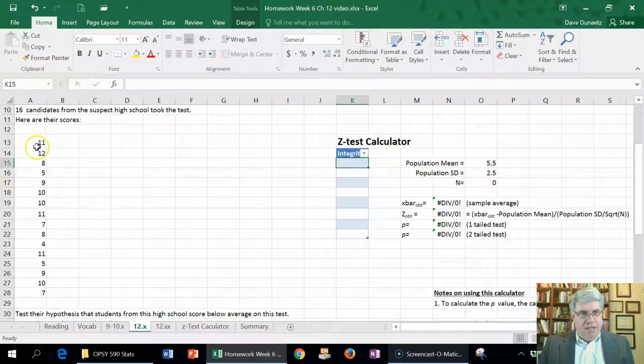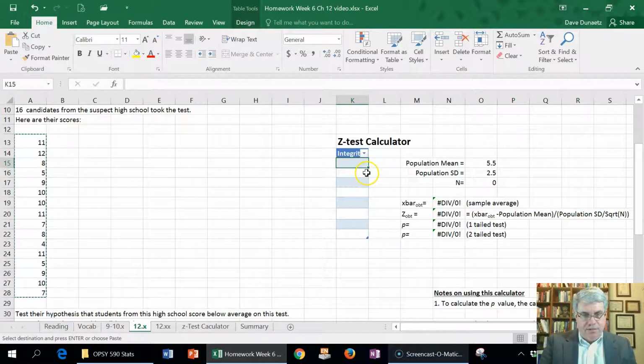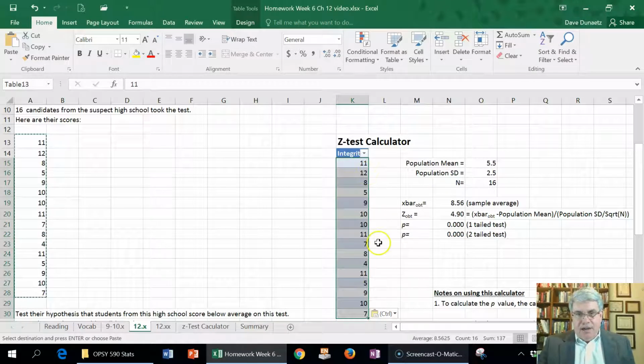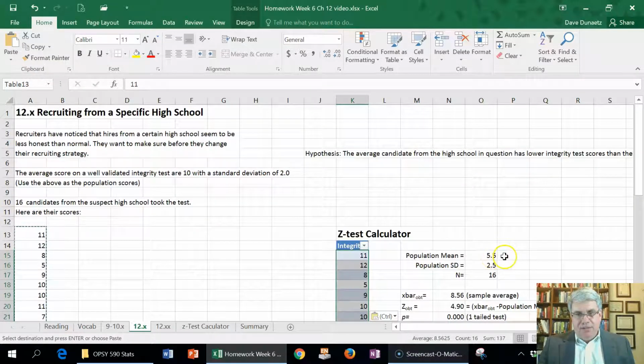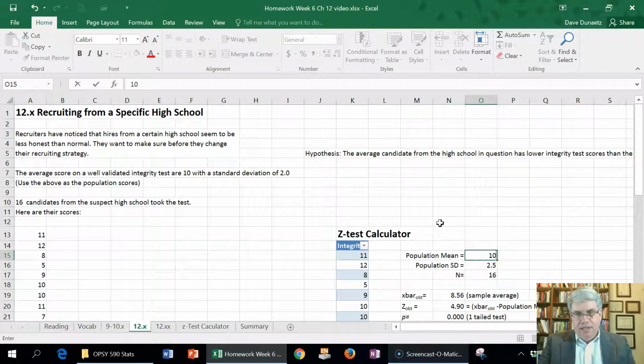Now let's copy the data into the calculator. So Shift down arrow, Control C. I'm going to paste it over here, Control V. And there I pasted that data. We've got n equals 16, so that's correct. Now the population mean, we've got to put that in because there are just blank numbers in there. So the population mean is 10. That's what people get, the national average on this integrity test. And the standard deviation is 2.